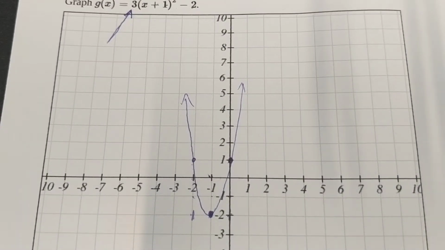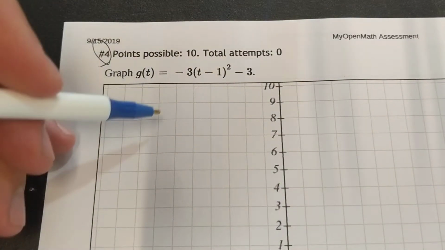That's 3 dots to make a parabola. Okay, what else? Wanted to mention this one too, because it has that minus in front.